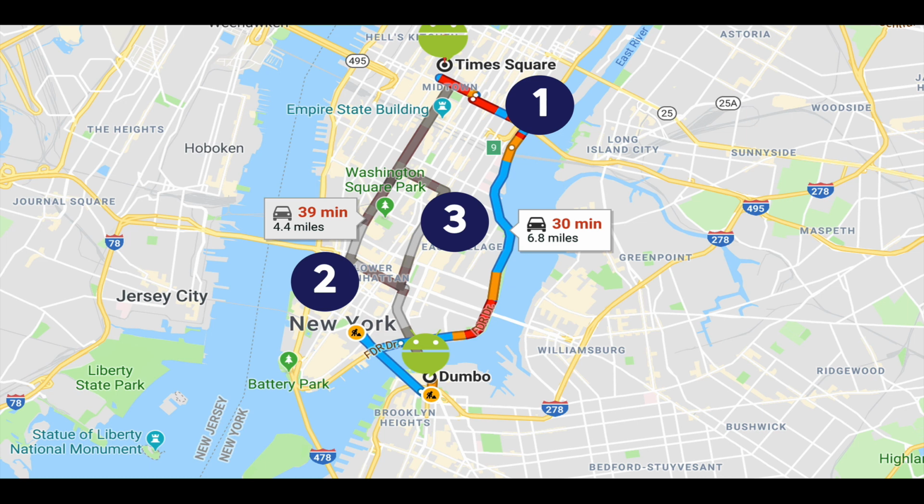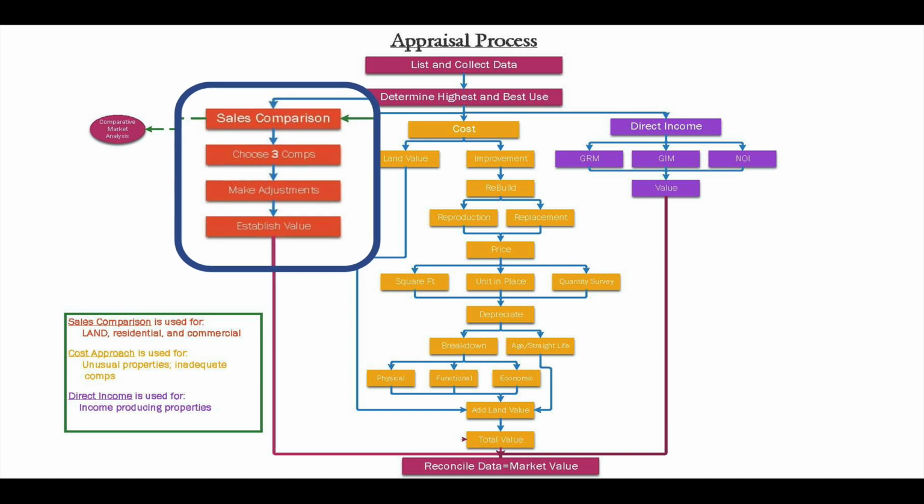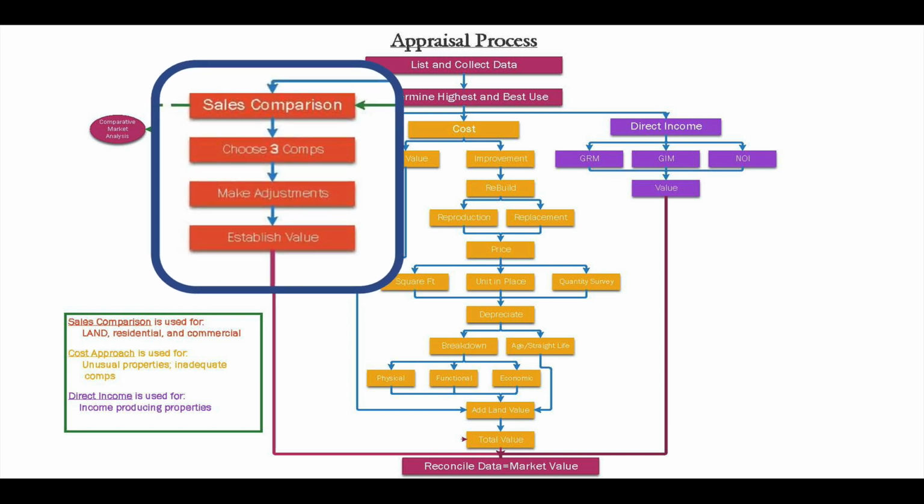This flowchart lays out the concepts of each method. You can find the flowchart in your class's Google Drive. The most commonly used method for both residential and commercial properties is the sales comparison approach. Using this method, the appraiser finds other properties that are similar to the subject property, called comparable properties or comps. Then, based on the selling prices of those properties, they can decide what the subject property is worth.